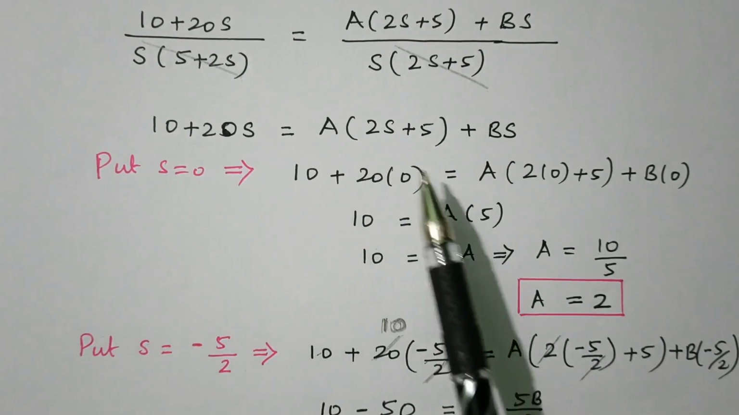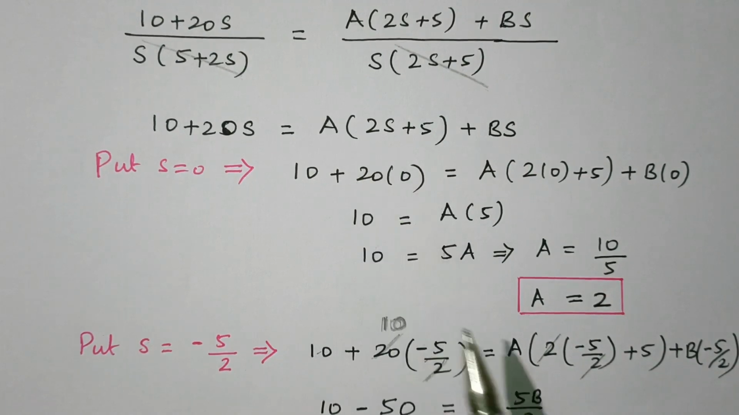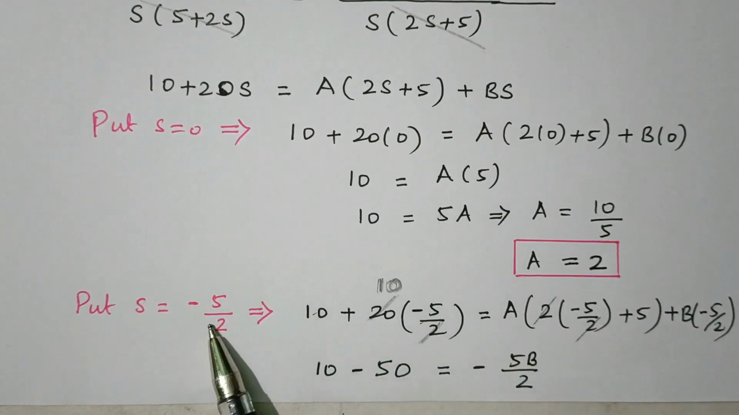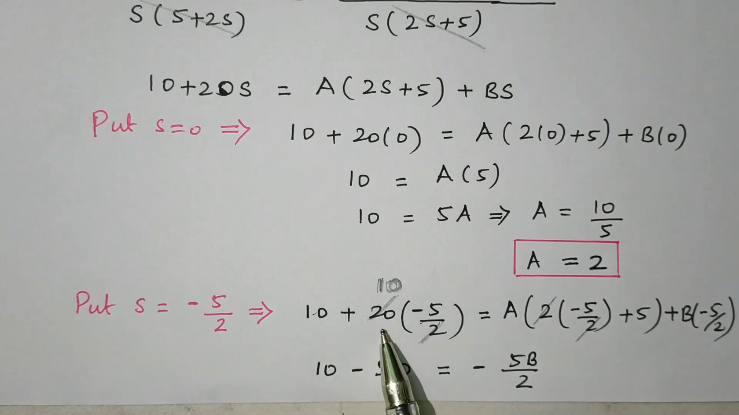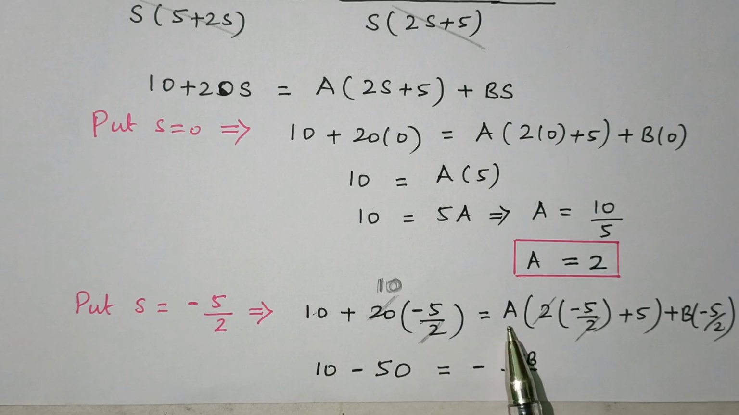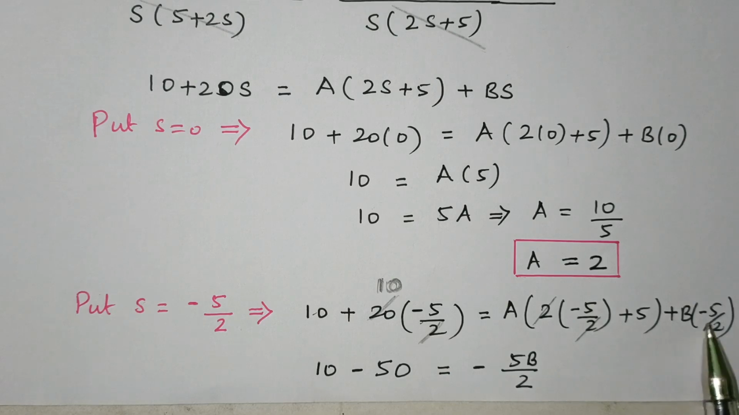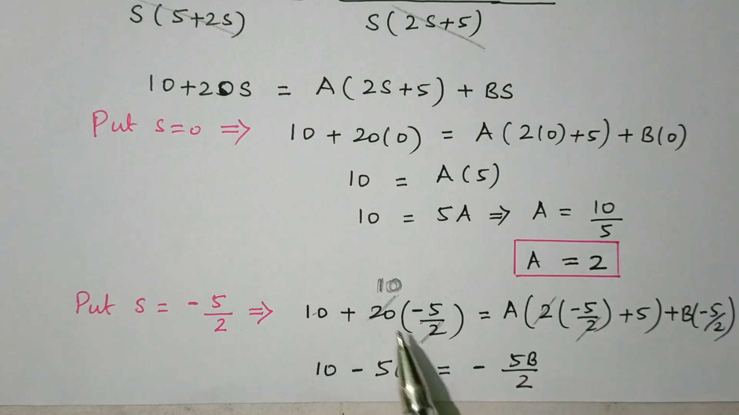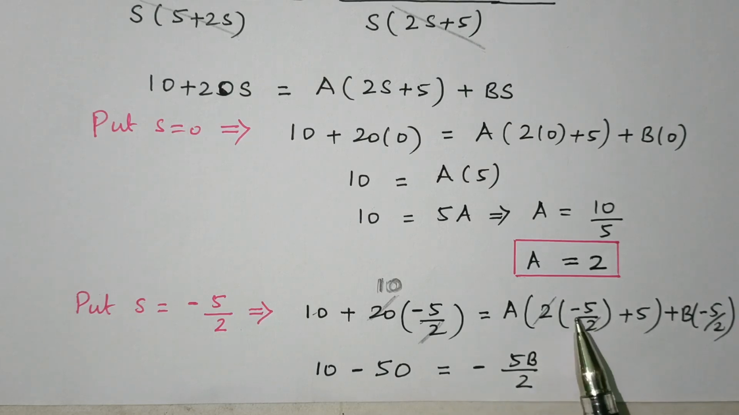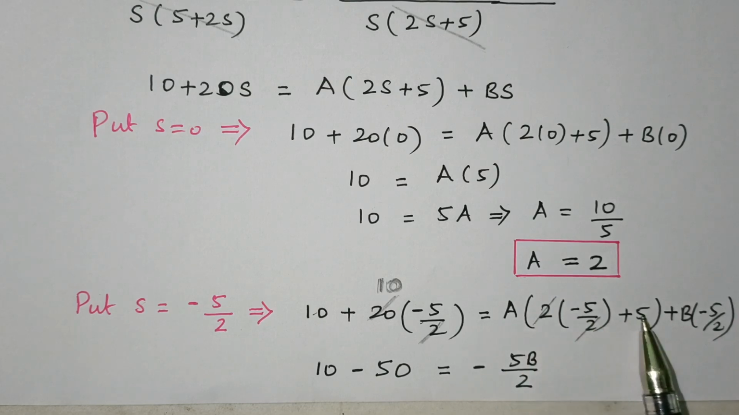Similarly, in order to eliminate this value, we are going to substitute s equal to minus 5 by 2. So 10 plus 20 into s, with s as minus 5 by 2, equal to A of 2 into s plus 5, plus B into s. So 10 minus, 20 divided by 2 is 10, 10 into 5 is 50. This 2 got cancelled, minus 5 here plus 5, so totally this term becomes 0. Here minus 5B by 2. So 10 minus 50 equal to minus 5B by 2.